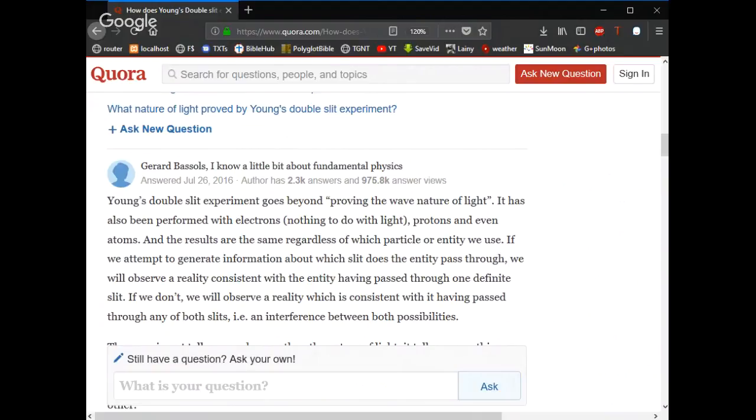Because people think, oh, it's just proving that light is waves, that go through like you would put water. People have repeated the experiment using water instead of light, and you get these waves with interference patterns. But the problem is you can do this experiment with not just light. It's been done with electrons.